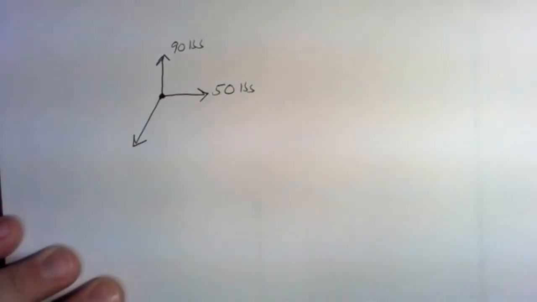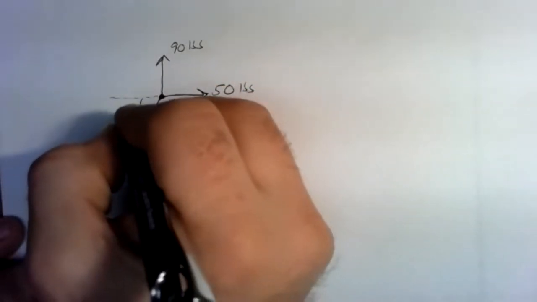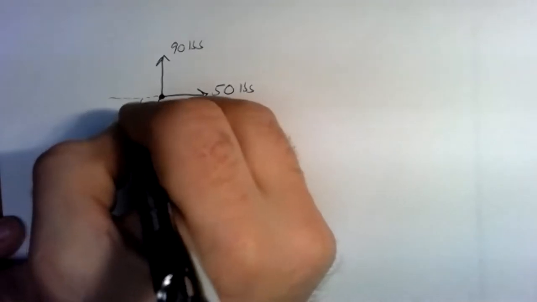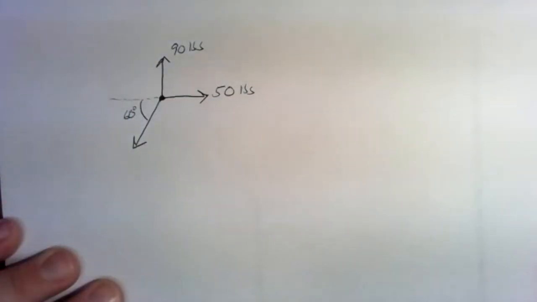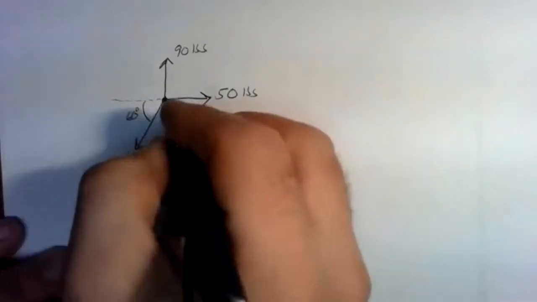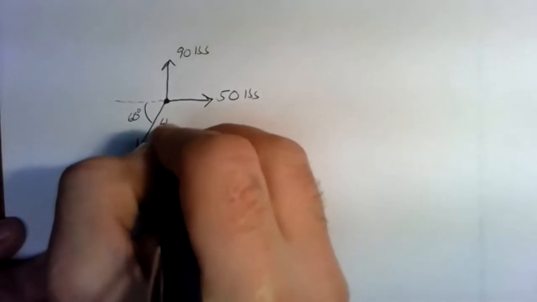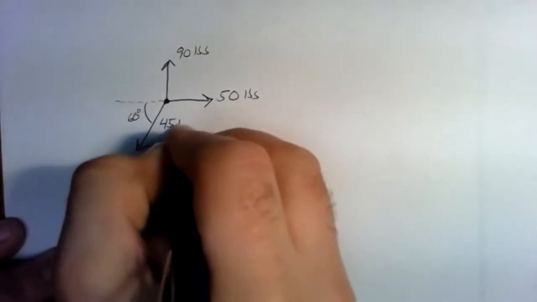Maybe we'll have something off to an angle here. We'll make that, let's say, 60 degrees. And we'll make that, let's make that, we'll make that 45 pounds. And then we're going to add a fourth one in here.